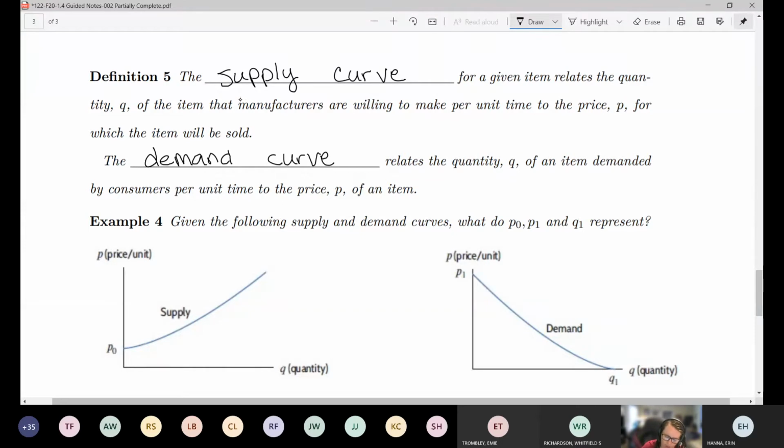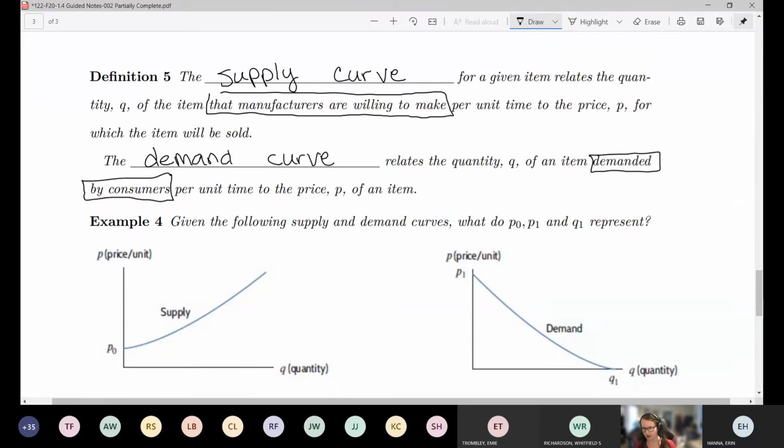The two important bits here are that manufacturers are willing to make, and demanded by consumers. Those are the two pieces that help you figure out what these are saying. So the supply curve: imagine you're working at that radio factory and you decide that you no longer have the time to make the radios yourself. You want someone else to do it for you. So you go up to a manufacturing company and you say, hey guys, I want to sell radios for 15 bucks.